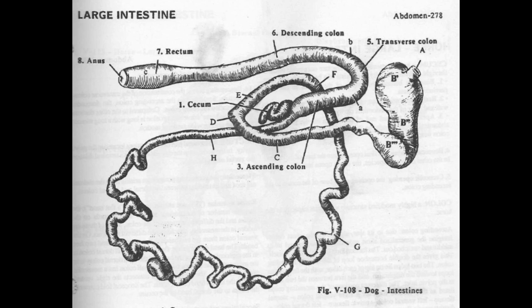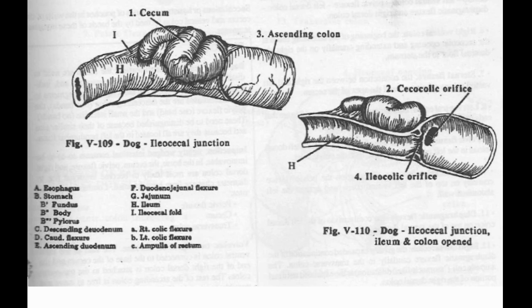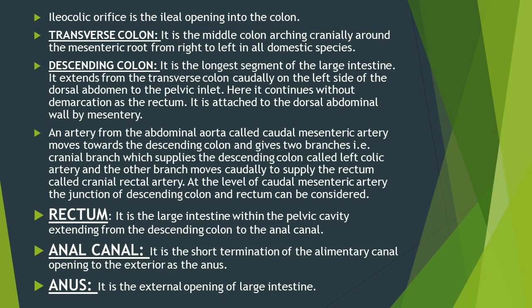Ileum and colon are connected with each other through the ileocolic orifice, which is the ileal opening into the colon. After the ileum, the first portion of the large intestine is the colon and not the cecum, because the cecum is the blind diverticulum of the colon.